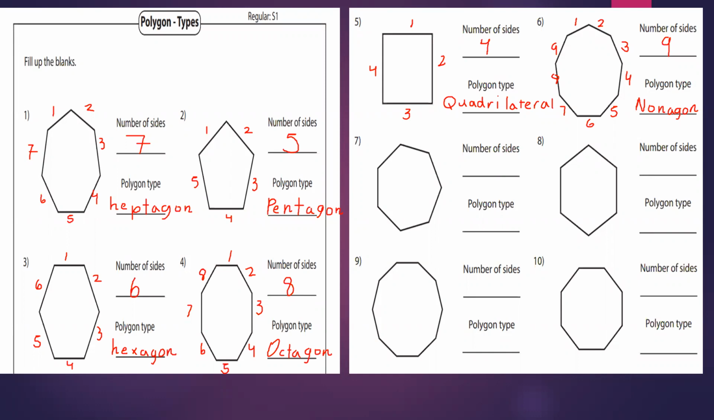All right, moving right along. Let's go to question number 7. I want Jevin. Jevin, do number 7 for me, please. Yes, sir. So there are 7 sides, and it is called a heptagon. How many sides is it? 7.